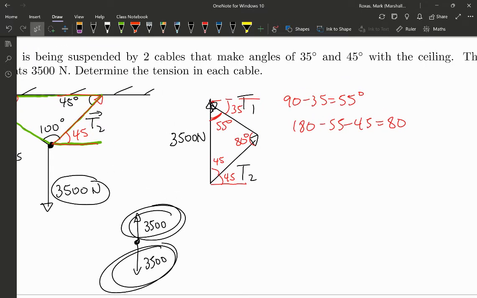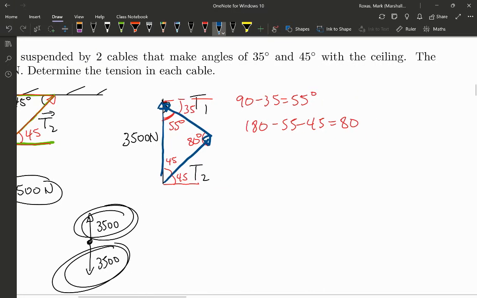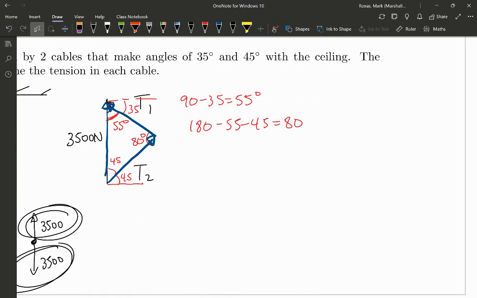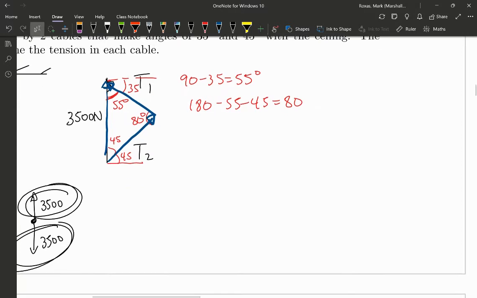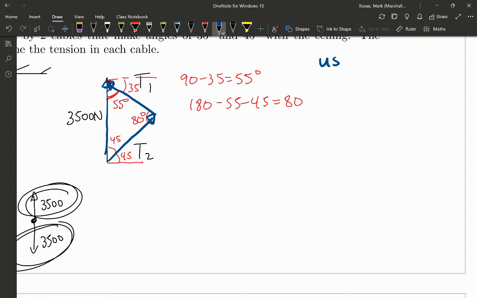So I've finished creating a vector triangle. Now I have vectors connected head to tail, and my resultant is 3,500. We're working with knowing the resultant, but how do I figure out the two tensions in the rope? For this, I have the angles and one known side. If you have one known side and its opposite angle, you can proceed to use the sine law. So I'm going to use the sine law here.